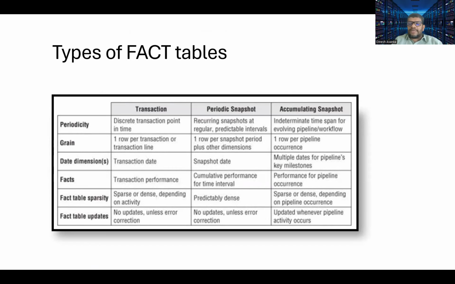These are taken from Kimball's book. The book is available for you to read. These are the typical fact tables that you can find: transaction, periodic snapshot, and accumulating snapshot. I will discuss these in the next slides.